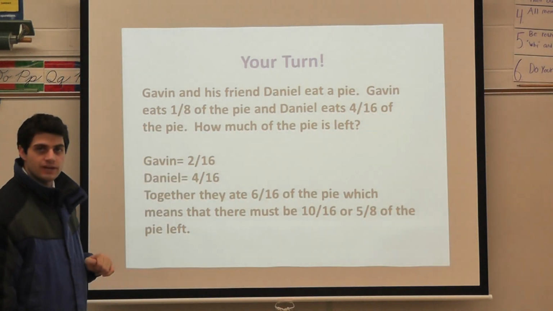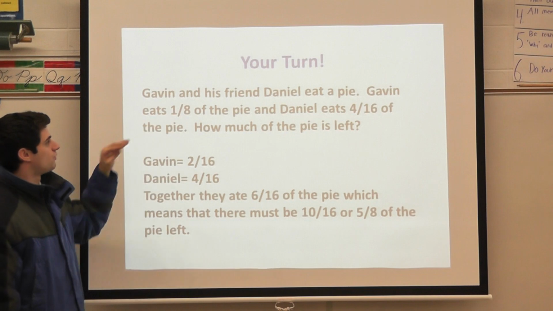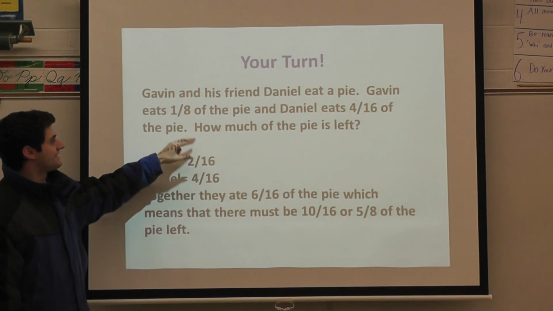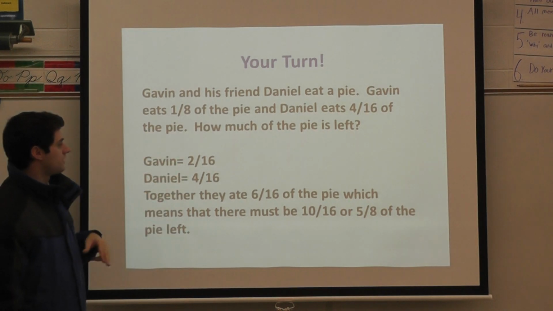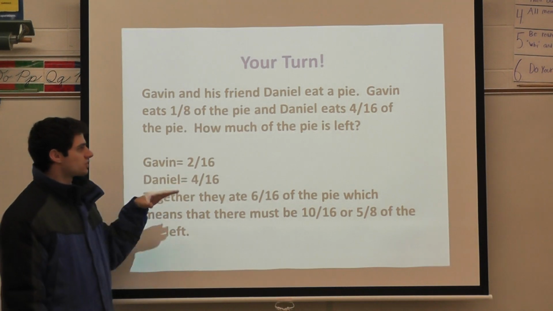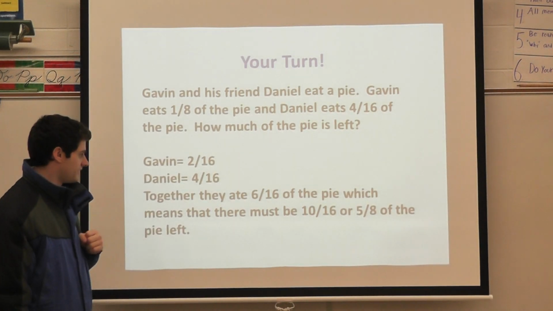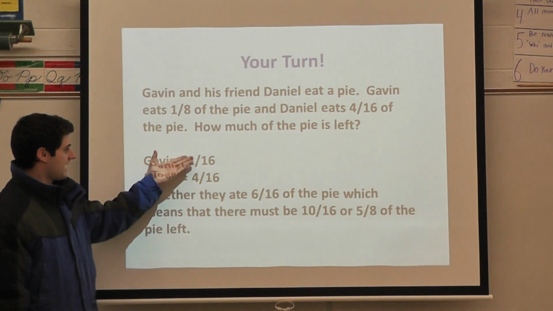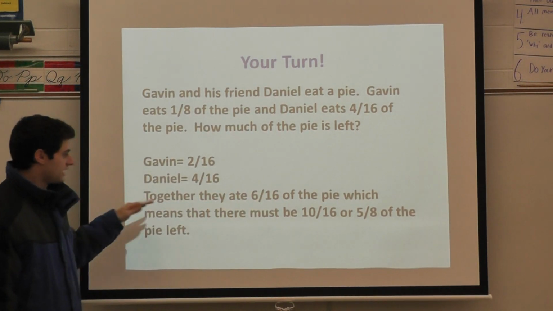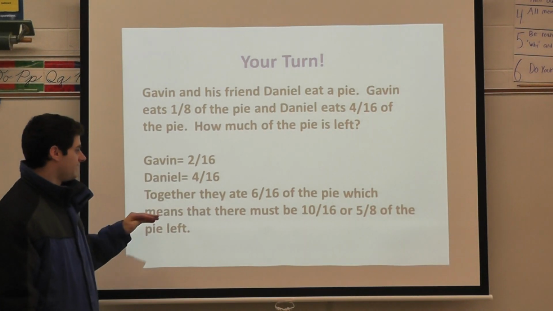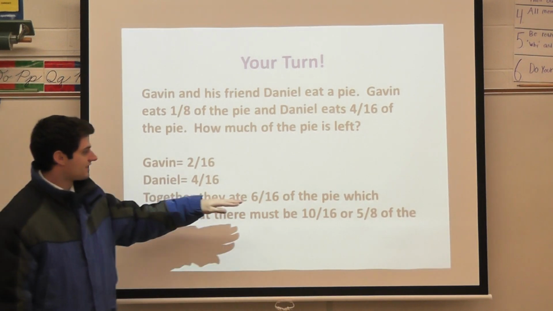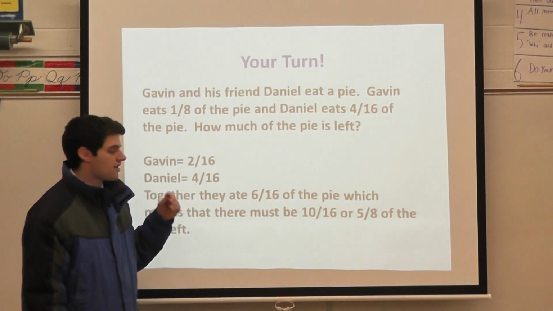Well, let's take a look. I'm going to make the common denominator 16. If Gavin eats 1/8, and I want to make this out of 16ths, well, if I double the 8 to get 16, I have to double 1 to get 2. So that becomes 2 16ths. Daniel's already in 16ths, so I'm just going to leave him as 4/16. Now, if I add these two fractions together, that would equal 6 16ths of the pie. So together they ate 6 16ths, which means that there must be 10 16ths or 5/8 of the pie left. I subtracted 6 16ths from the total.